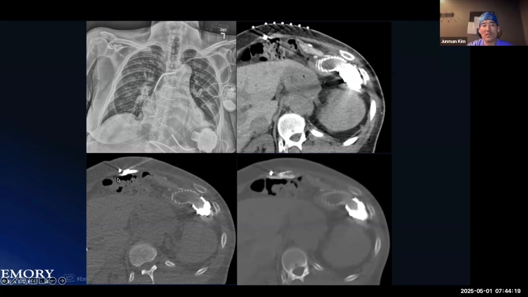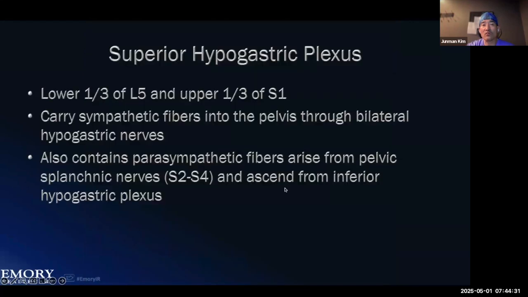Because the colon was right next to it underneath, I was not comfortable doing cryoablation, so we used alcohol neurolysis. So patient was doing way better.